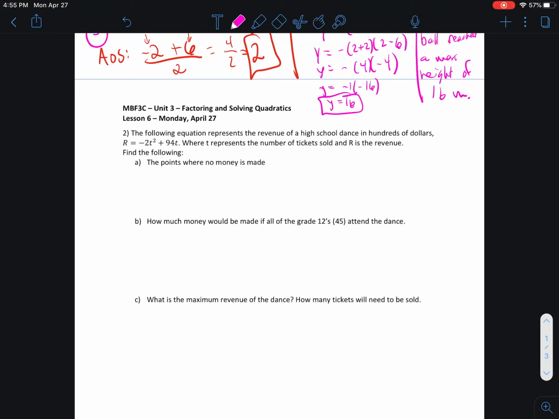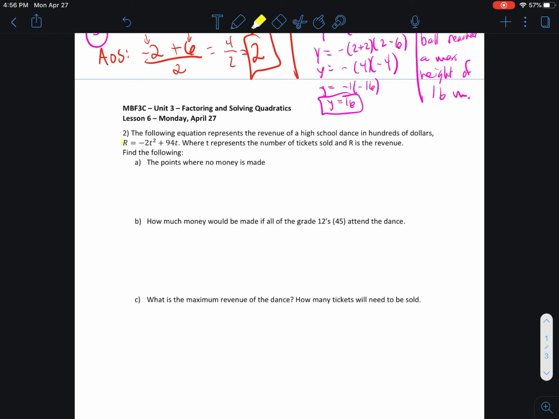Again, we're looking at solving quadratics in a way that we are able to actually answer meaningful questions about particular problems we might encounter in the real world. This question here is a little bit easier than the last one, purely based on the factoring method that you're going to use here.